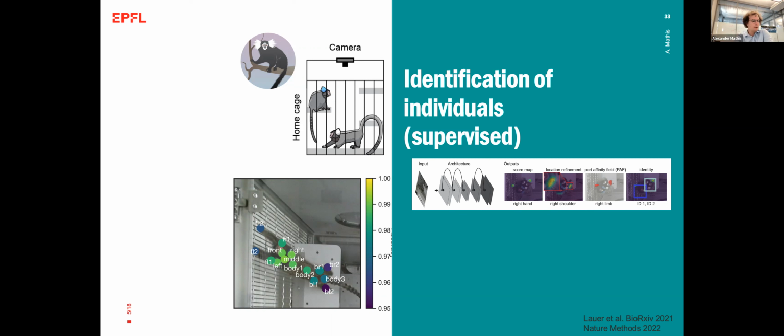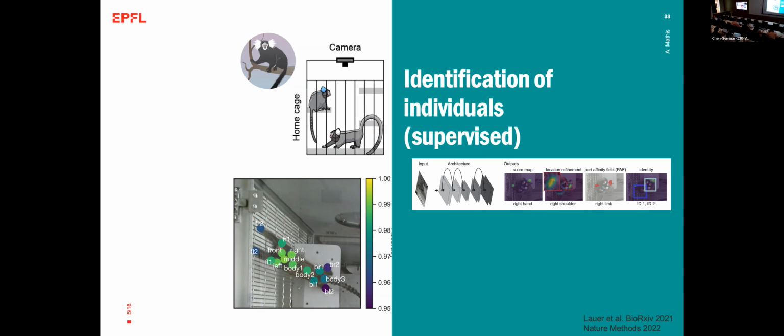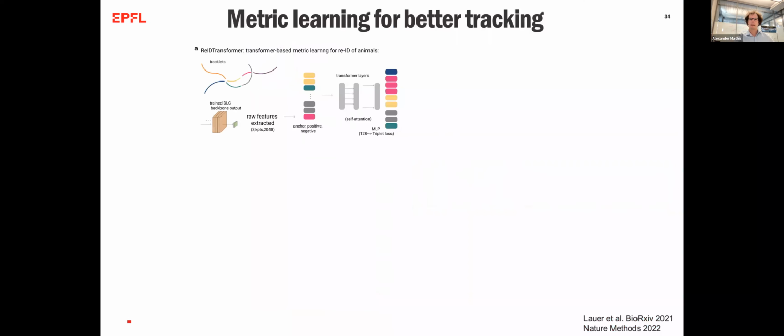And there was one more thing that we added to the paper method-wise, and that was a metric learning approach to do re-identification. Because this approach that I've described so far only works if you actually have marked or labeled individual animals. But what if you don't? Then you can still exploit appearance.